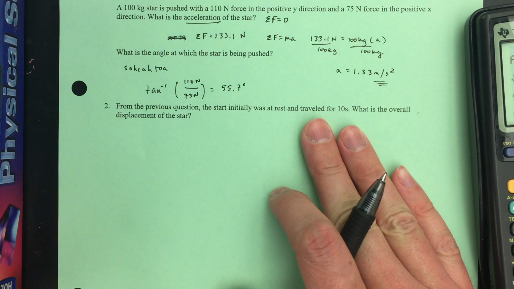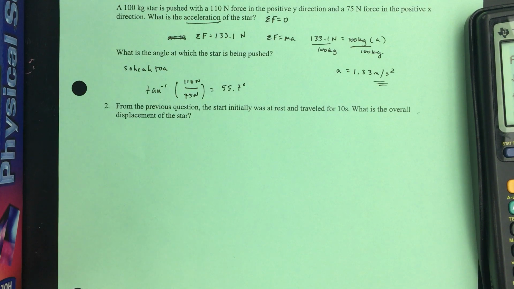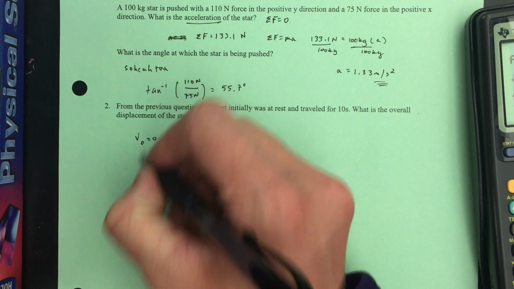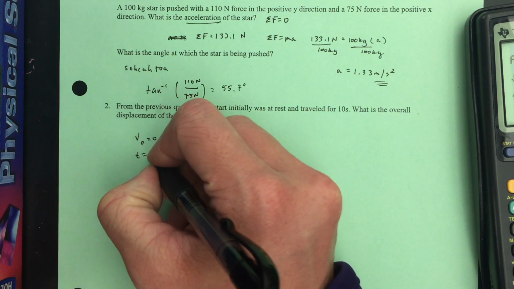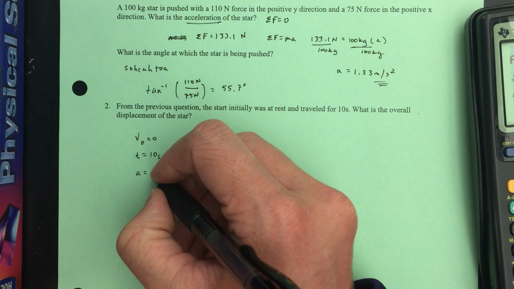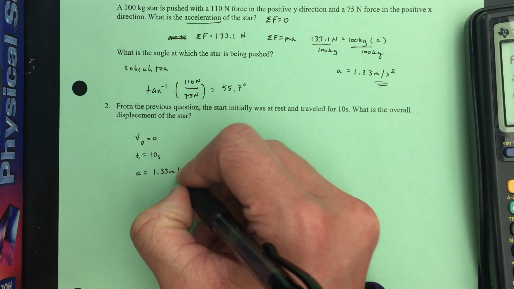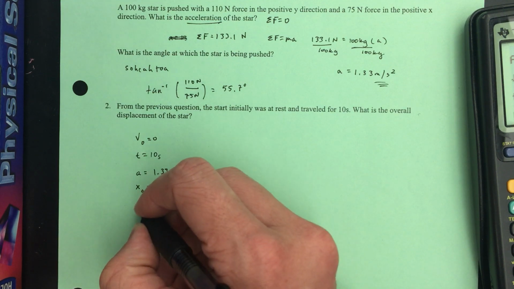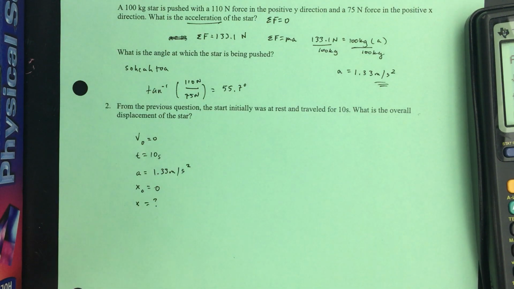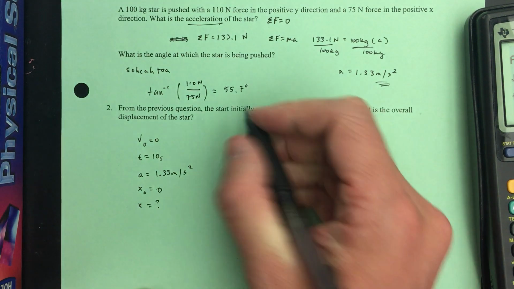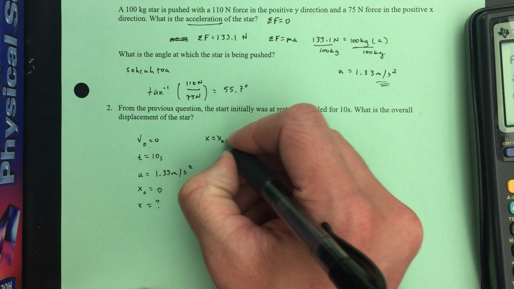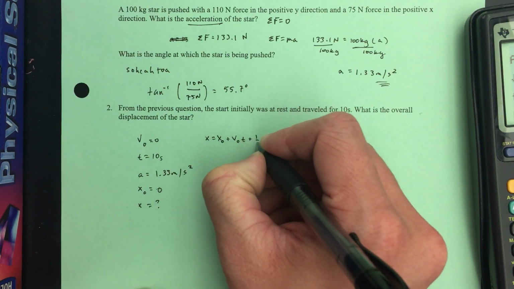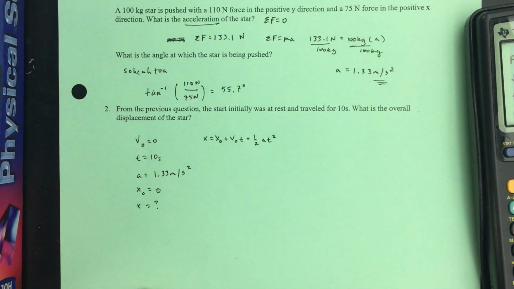Question number 2 says, from the previous question, the star initially was at rest and traveled for 10 seconds. So v0 is equal to 0, t is 10 seconds, acceleration, again, 1.33 meters per second squared. Initially at rest gives us an initial x position of 0. We are looking for the final x position in terms of the displacement. Notice we have no final velocity, so we're going to use our no final velocity equation. x is x0 plus v0 t plus 1/2 a t squared.